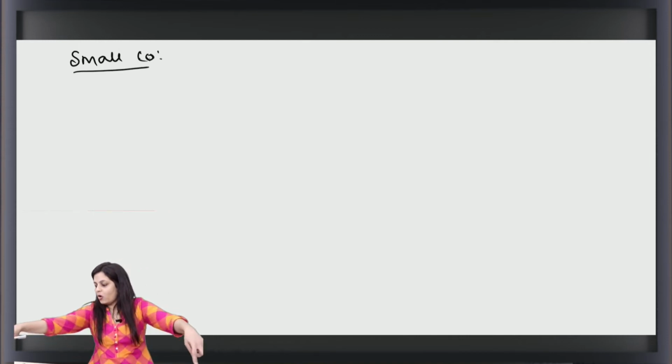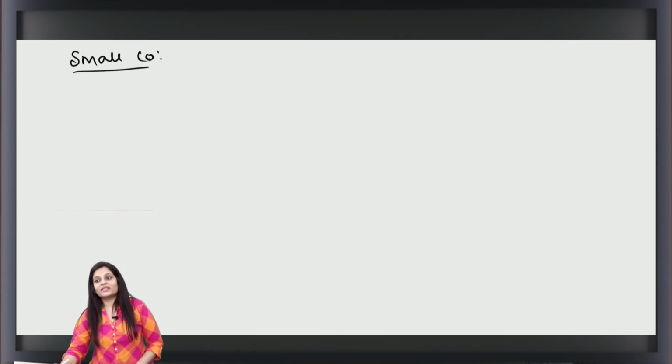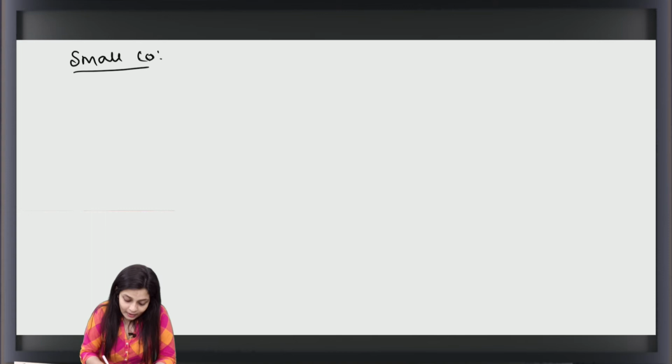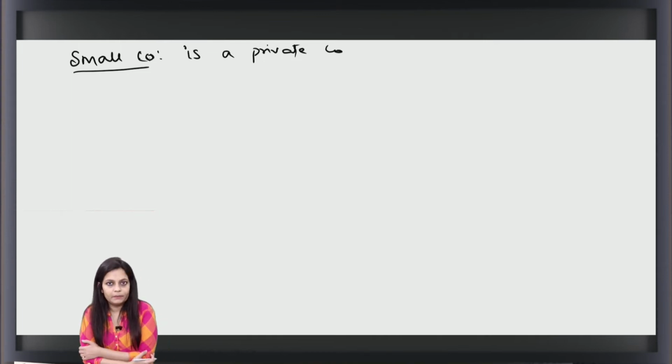Ma'am, your office size is this small, so you are a small company. No, my office size doesn't define whether I'm a small company or not. What is a small company? Small company is a private company. So that means I'm going to give you limits for a small company. And please understand that if a public company fulfils these limits, it will still never get the status of a small company.